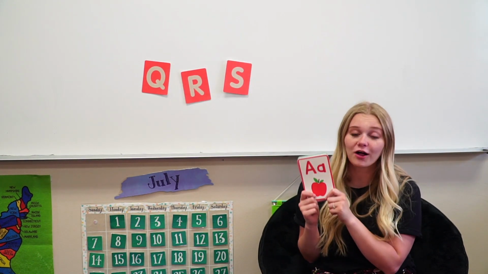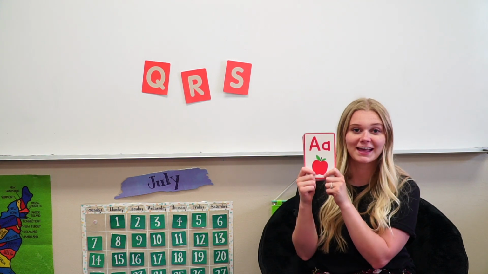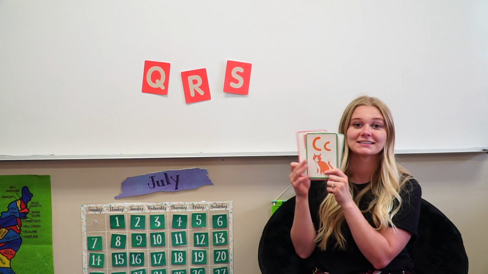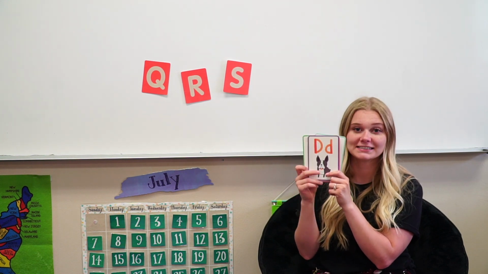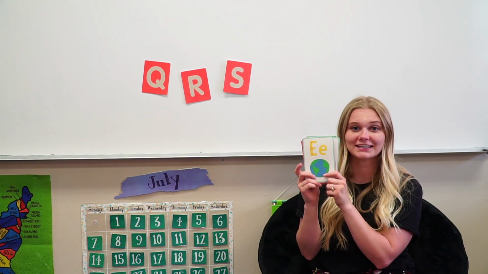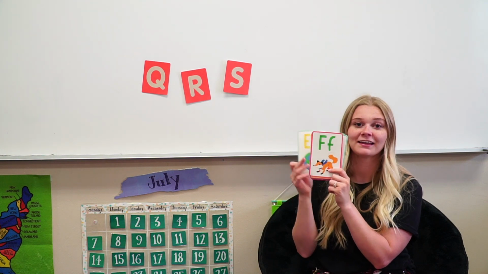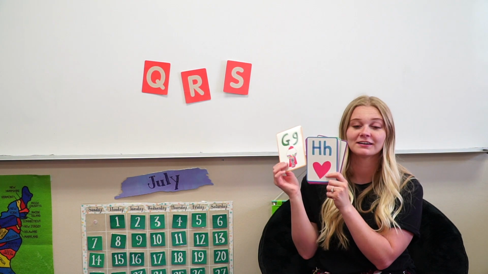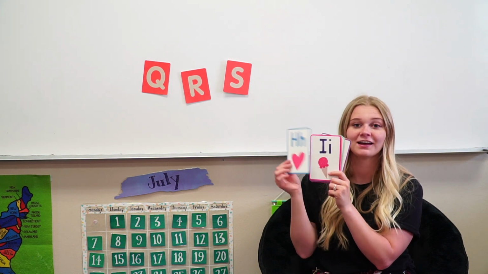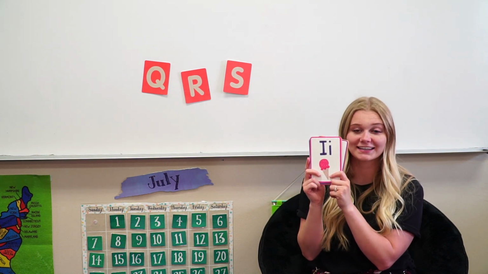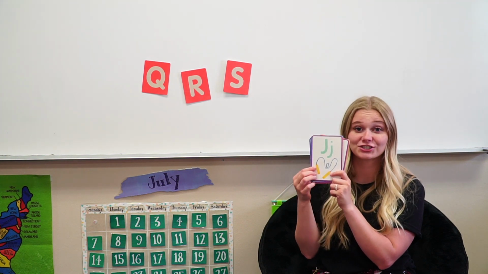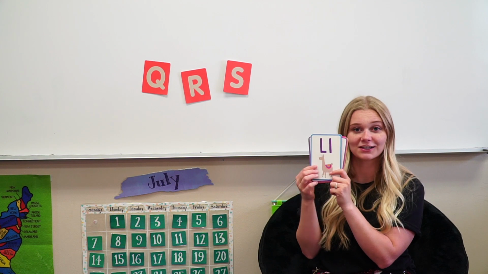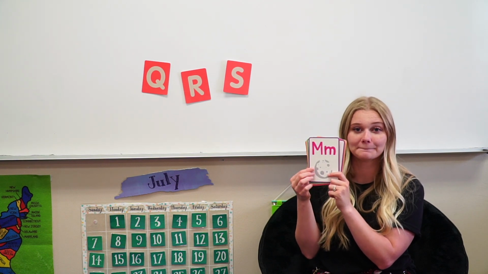Now let's go through all of our letters one more time. A says A and A. B says B. C says K. D says D. E says E and E. F says F. G says G. H says H. I says I and I. J says J. K says K. L says L. M says M.